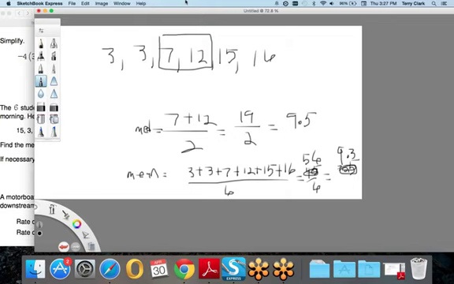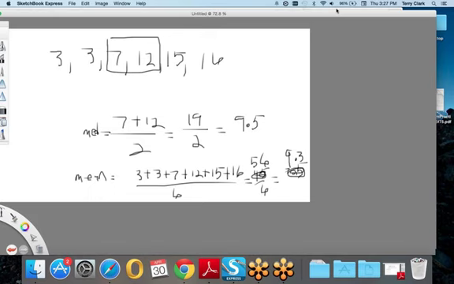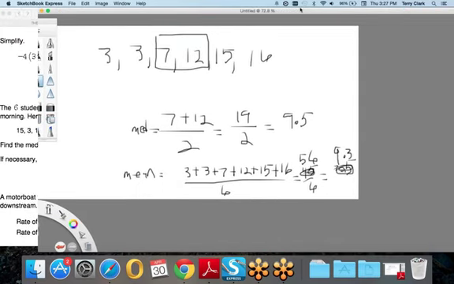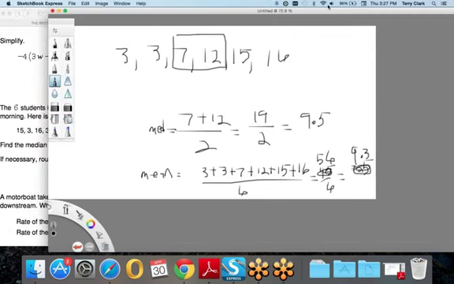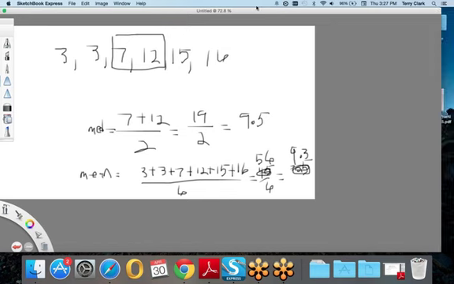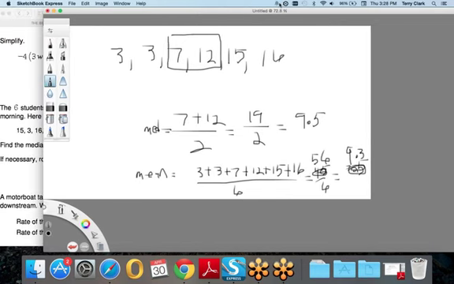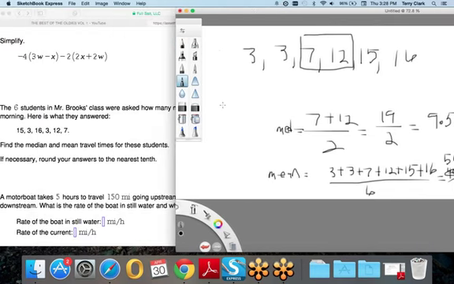Get yourself a scientific calculator or a basic calculator. Okay, so that's 56 divided by 6, and that's going to be 9.3. Okay, the mean and the median should be close to each other if there's not really, really extreme values. So in this case, the median is going to be 9.5, and the mean is going to be 9.3.